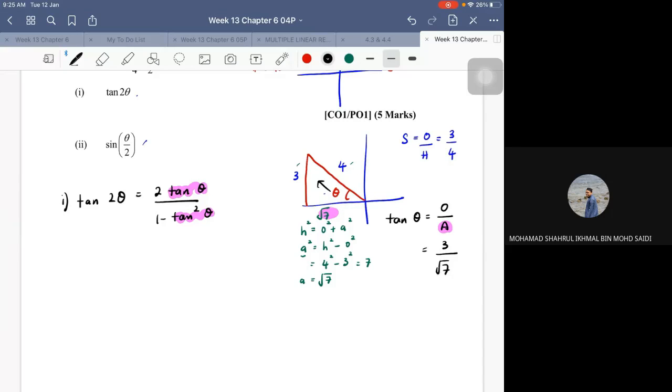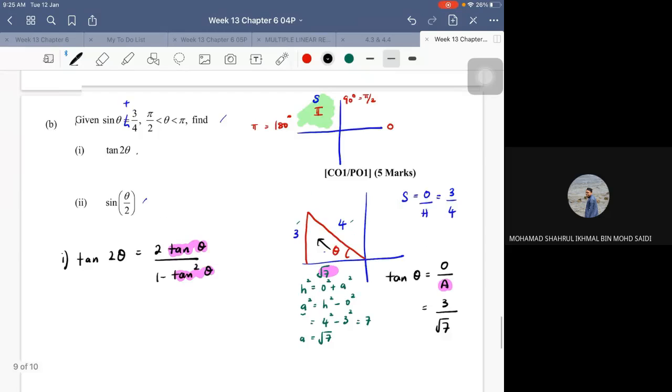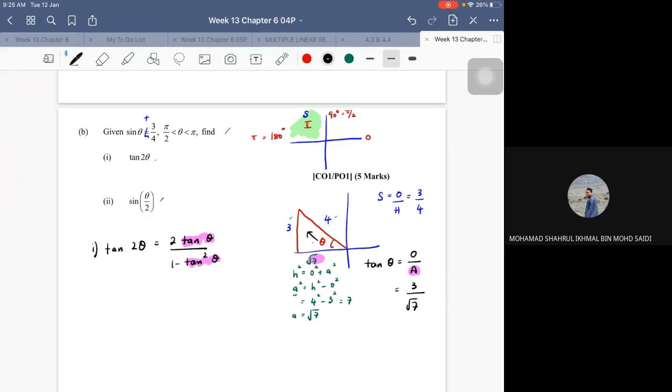Tapi ada satu soalan. So tangent theta ni nilai dia 3 per square root 7 ke negatif 3 per square root 7? Dia positif ke negatif sepatutnya? That's right. So Azri said it's going to be negative. Betul Azri? So this is supposed to be a negative of 3 per square root 7. Kenapa dia negatif 3 per square root 7?